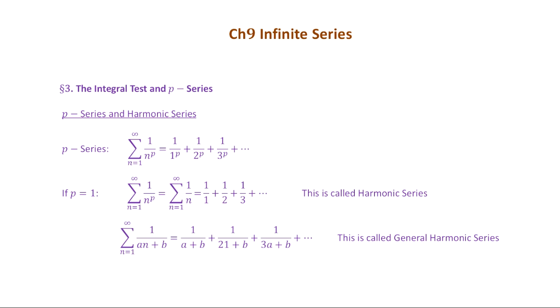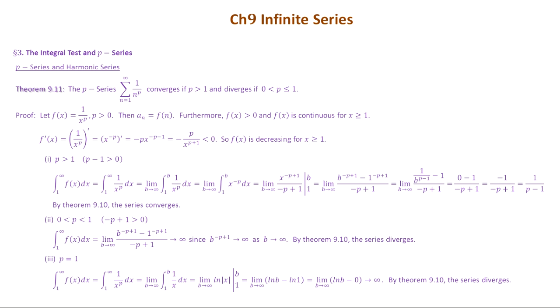So these are just the definitions. And then we want to know whether the p series converges or not. It turns out the convergence property of the p series really depends on p only. So here's the theorem that tells when the p series converges and diverges.